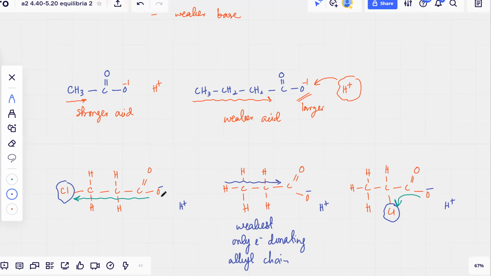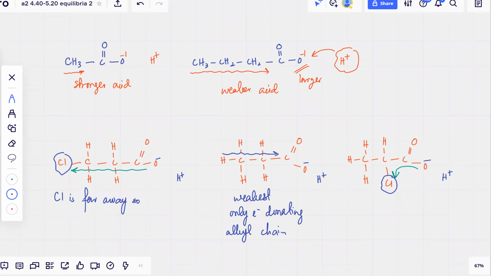So I mean the withdrawing effect is the same. In both cases it's Cl, but since this Cl is very far away, its ability to pull the electrons away from this oxygen is going to diminish, right? So Cl is far away. So your electron withdrawing effect diminishes.